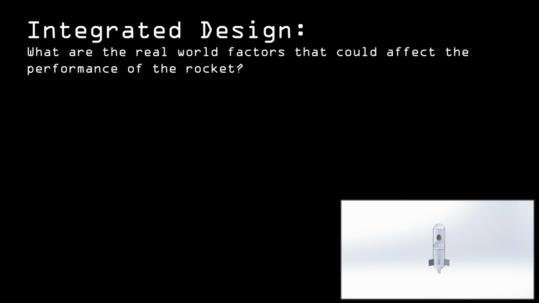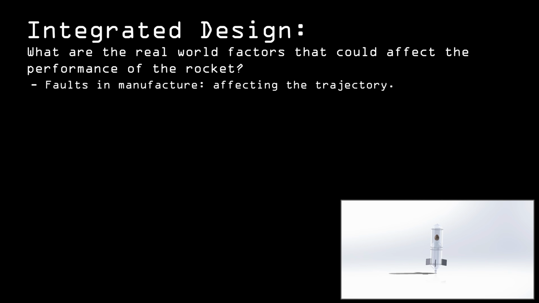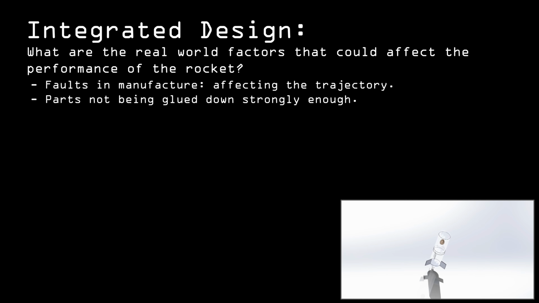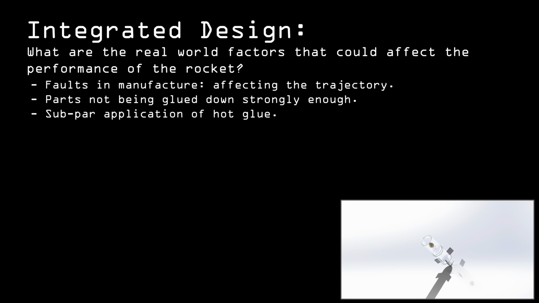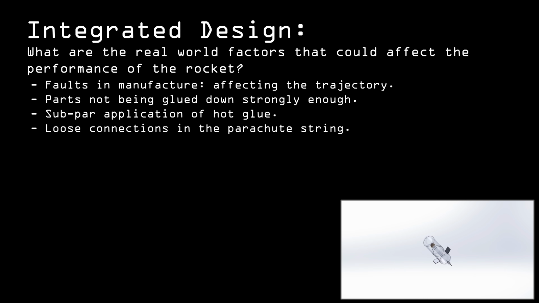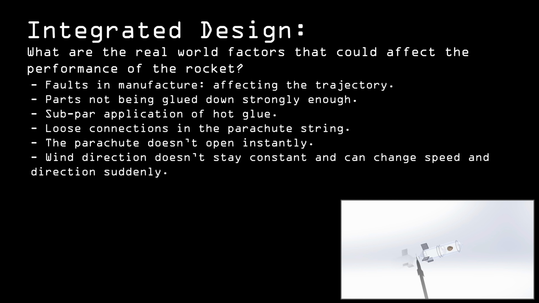In the real world, there are build errors that the simulations don't account for, such as how build quality can affect the trajectory and structure of the rocket. Other examples could be faults in manufacture causing unwanted movement in the rocket affecting the trajectory, parts not being glued down strongly enough reducing directional stability, subpar application of hot glue reducing integrity of the pressure vessel increasing chance of an explosion, loose connections in the parachute string which increases the likelihood of drastically shorter flight time and damage to the egg, the parachute doesn't open instantly, and wind direction doesn't stay constant and can change speed and direction suddenly.